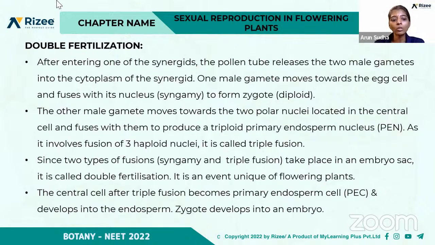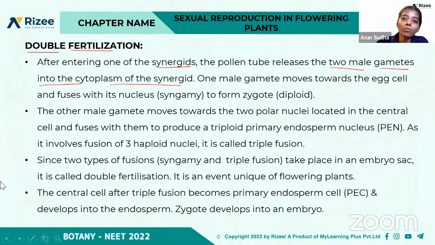Clear with it? So the next is the double fertilization. Why is it called double fertilization? Because there occur two fertilization events, right? So how is it happening? We saw that in the majority of angiosperms, the pollen tube enters the ovule through the synergids, right? After entering one of the synergids, the pollen tube releases two male gametes into the cytoplasm of the synergid.